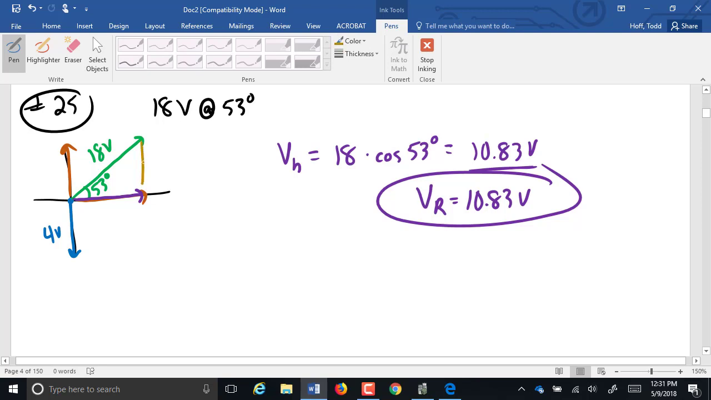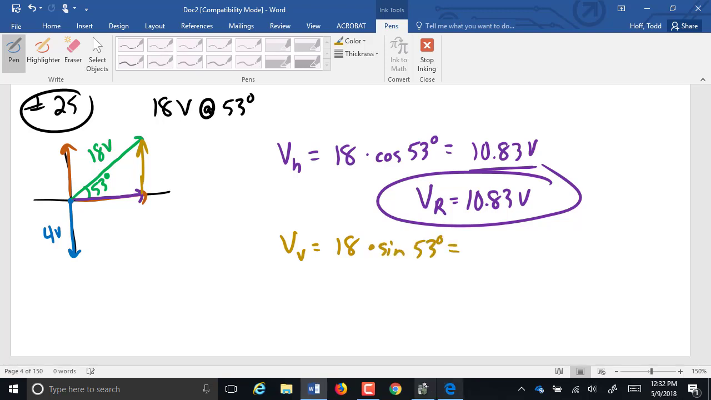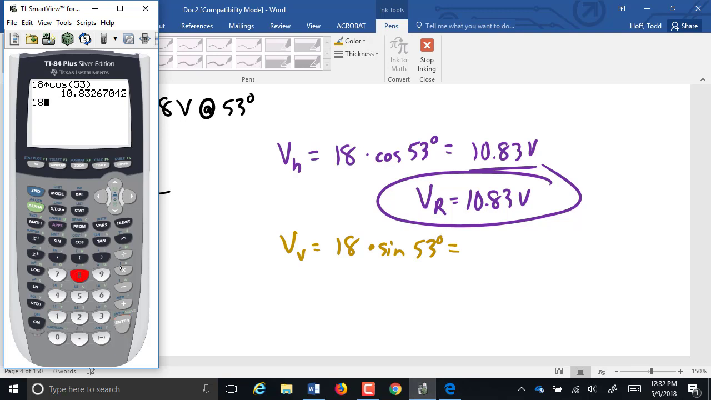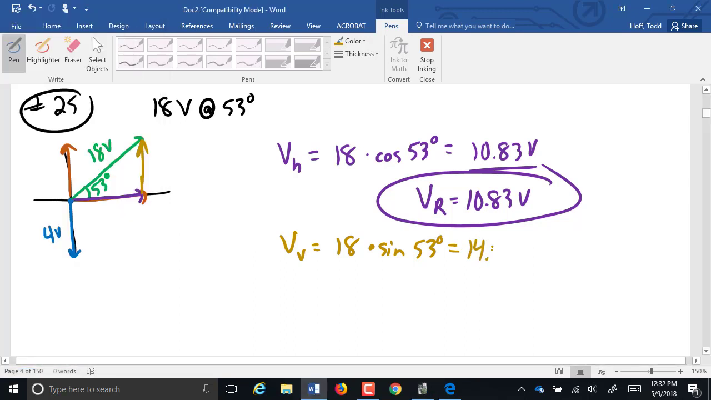The vertical component then, the voltage vertical, must be the total voltage, 18 volts, times the sine of that angle of 53 degrees, which is 14.38 volts. So this is 14.38 here that we have to get to.